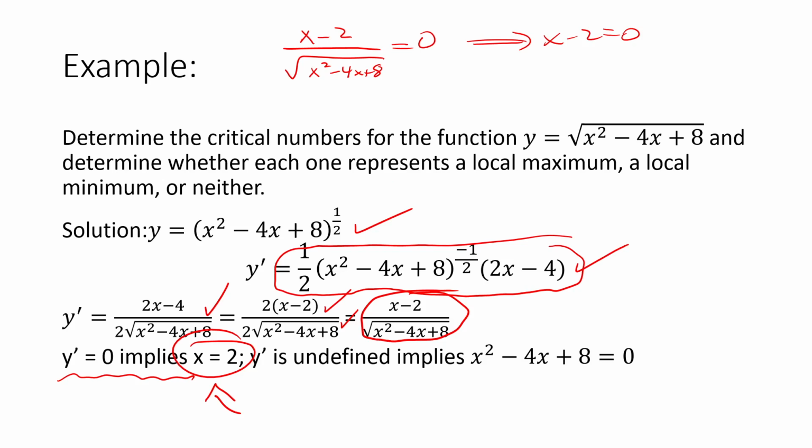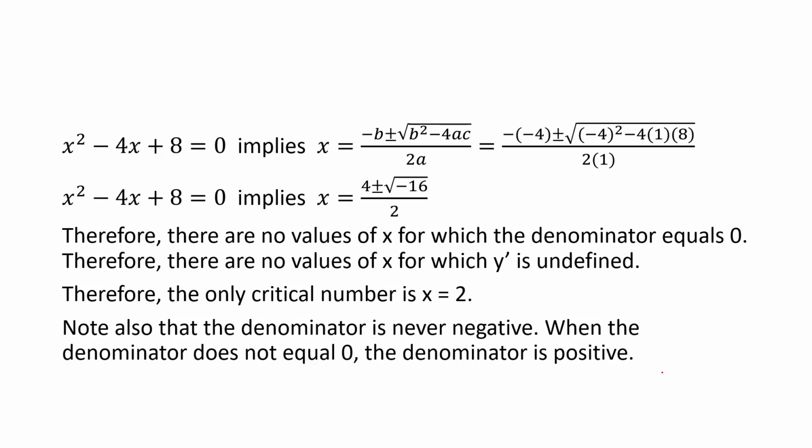Now, the x value that makes the first derivative undefined will be whatever x value makes the square root of that quadratic equal to 0, whatever makes the denominator 0. Well, if the square root of x squared minus 4x plus 8 is equal to 0, then squaring both sides means x squared minus 4x plus 8 itself is equal to 0. So let's solve for x. When we use the quadratic formula there, we ultimately get a value for x, which is 4 plus or minus the square root of negative 16 all over 2. But we can't take a square root of a negative. So there are no values for x for which the denominator is equal to 0.